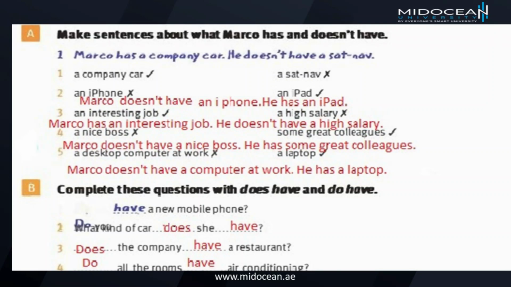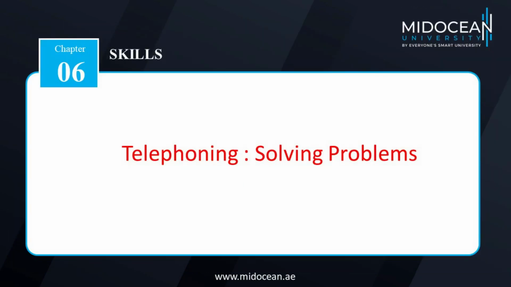3. Marco has an interesting job. He doesn't have a high salary. And the opposite of high here is low. Marco doesn't have a nice boss. He has some great colleagues. 4. Marco doesn't have a computer at work. He has a laptop.